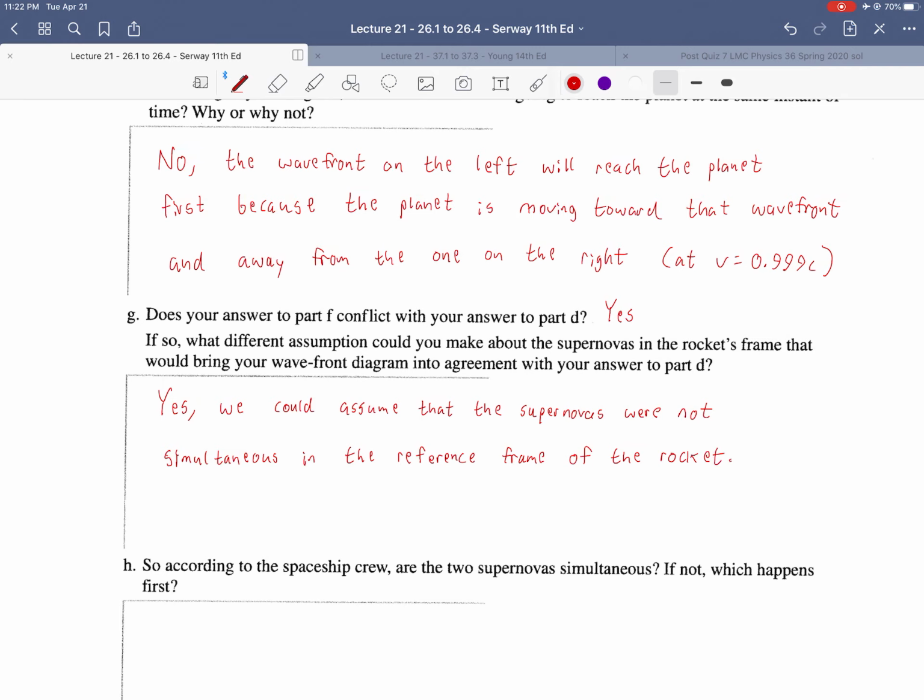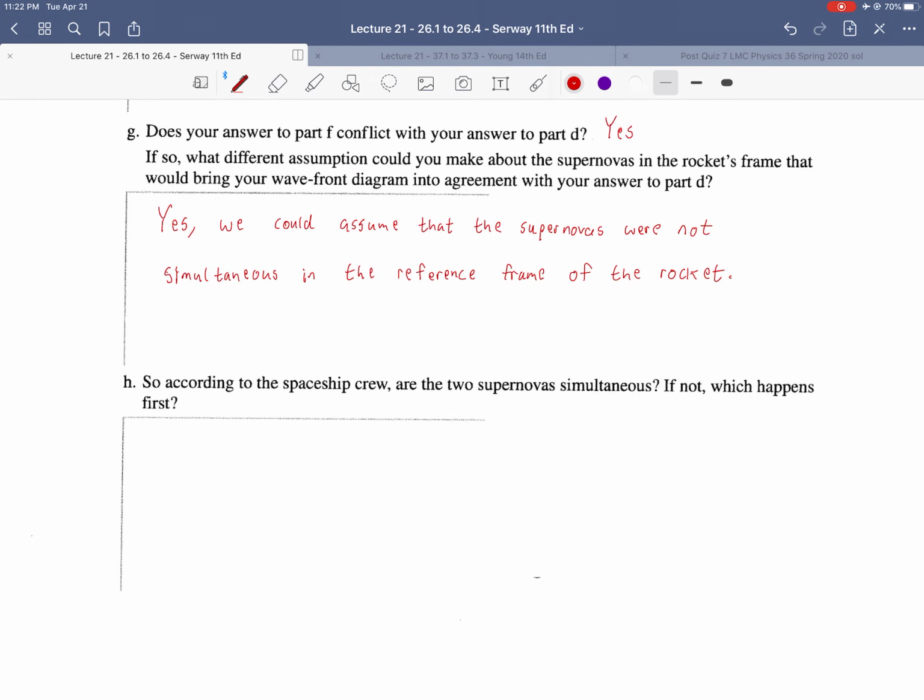So, is that a big choice to make, a big assumption to make? Yeah, but did we have any choice in making an assumption? No, and I hope you see that. That's the only other option. We have to assume the events were, in fact, not simultaneous in the rocket's reference frame. Therefore, according to the spaceship's crew, the events were not simultaneous. Okay? So just to put it in writing one last time, they were not simultaneous, the two supernovas.